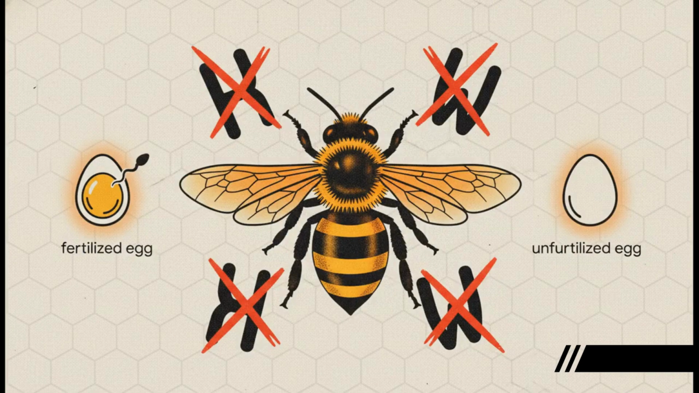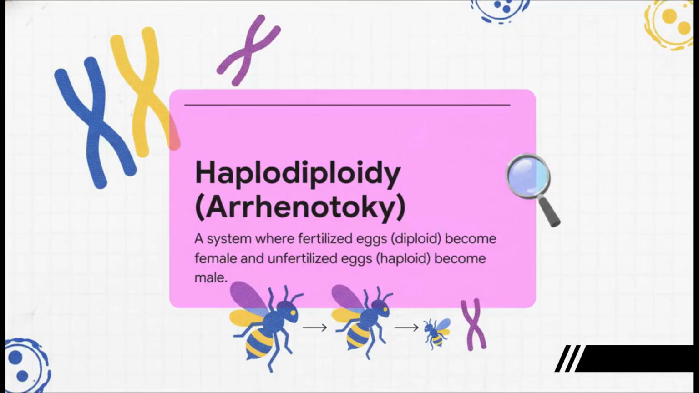Okay, if you thought birds were weird, just wait. Let's talk about honeybees. Forget X, Y, Z, and W. Honeybees, ants, and wasps look at all that and say, nah, we'll do something completely different. Their system is called haplodiploidy, and it's wild. With haplodiploidy, it's not about the type of chromosome you get, it's about the number of chromosome sets. The name gives it away. Haploid means one set, and diploid means two sets.